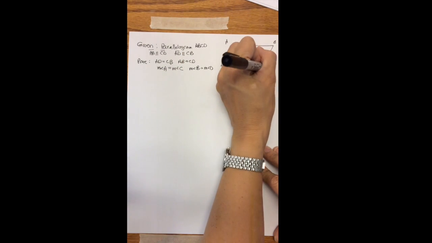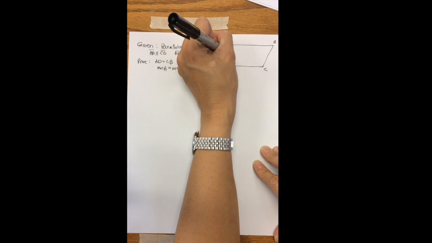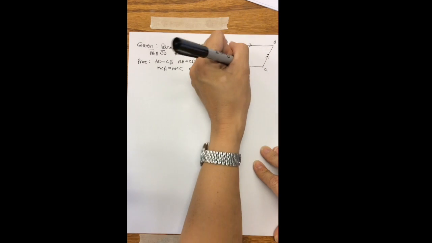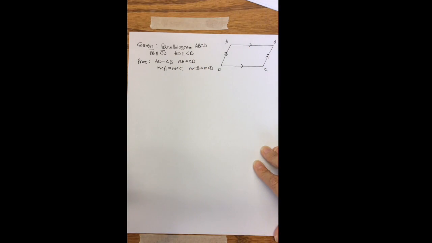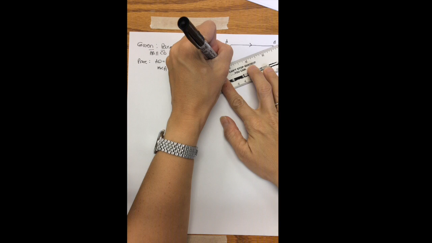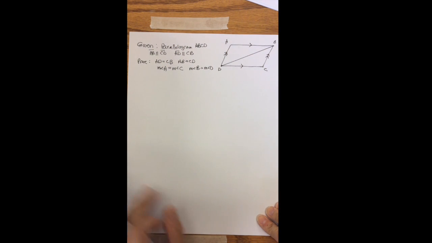So let's label the quadrilateral A, B, C, D. Notice we usually start in a corner and go clockwise, and then mark the opposite sides as parallel. So we have parallel and parallel. And then draw a diagonal BD. Let me find my ruler. So we have a diagonal. All right, so let's go through the proof.